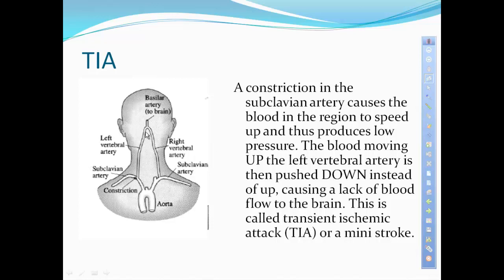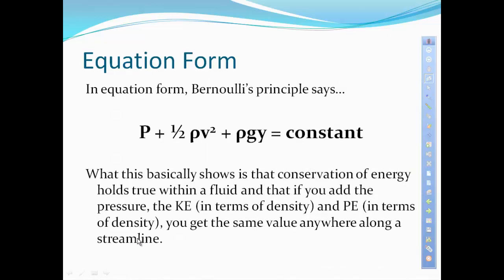So that means that there's no blood making it to the brain because the pressure is far too low. And then that's when you suffer a mini stroke, or TIA. All right, so in equation form, this is Bernoulli's principle, and it's ideally just a conservation of energy expression. But we have the pressure plus the kinetic energy in terms of density plus the potential energy in terms of density. If you add all three of those up together, you're going to get the same value anywhere along the streamline of fluid.